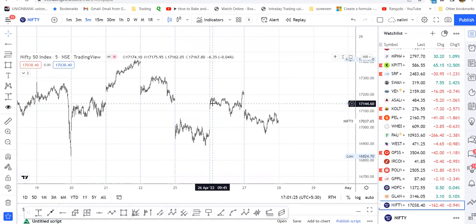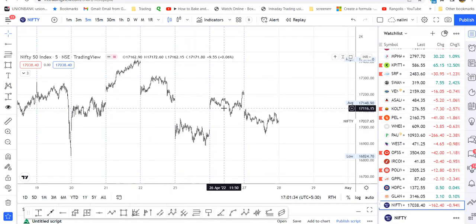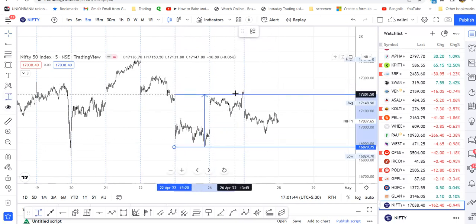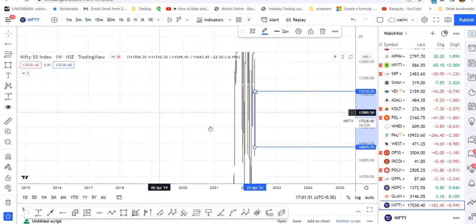Today is Monday, Tuesday, Wednesday. This is Monday, Tuesday, and Wednesday. So this is the week. This week's range is, you mark the 3 days range. 3 days are over, and that is enough actually.